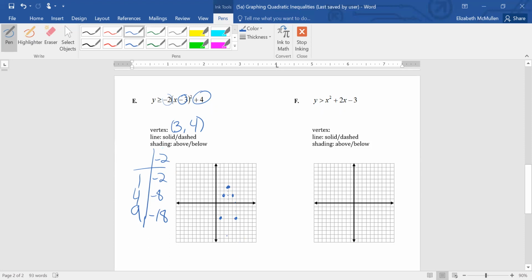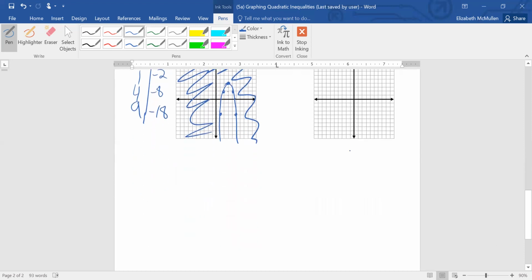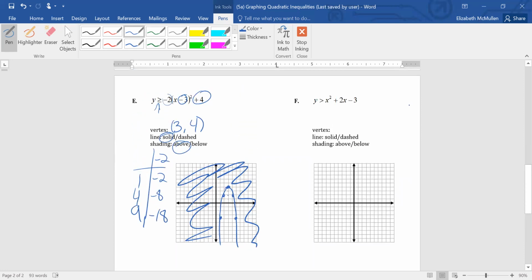All right, next, determine solid or dashed. Well, it's greater than or equal to. So solid, shading above or below. Well, greater than, so we're above. So a solid line, shade above. All right, done. All right, let's do F here, and then we'll be done with these examples.